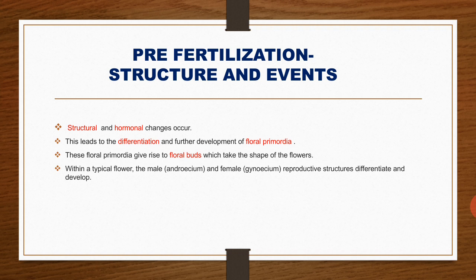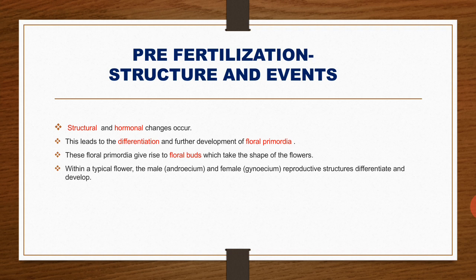Pre-fertilization phase includes a number of structural and hormonal changes that lead to the differentiation and further development of floral primordia. These floral primordia give rise to floral buds which take the shape of flowers. Thereafter, in the floral buds, sepals, stamens, carpel and petals start to develop at the tip of the receptacle or thalamus.